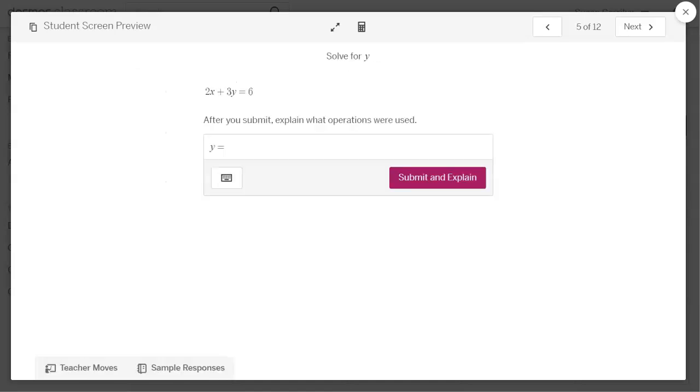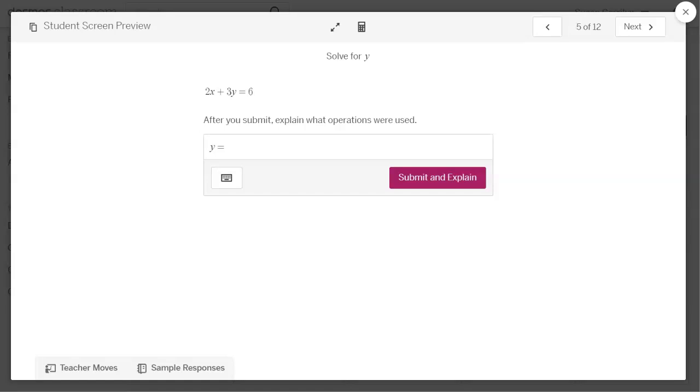Here they're going to practice again solving for y. 2x plus 3y is equal to 6. After you submit, explain what operations were used. This may be a good time to put your kids on the whiteboards and let them work in teams on some of these problems. That way kids can have conversations and discuss what they're doing. So this would be a good strategy.